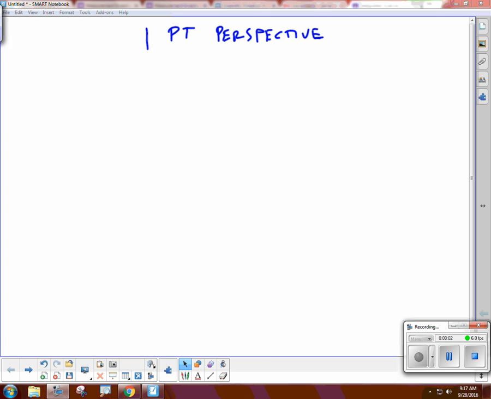All right, so we're going to do a little bit of one-point perspective drawing today. We're going to do a cube and a letter T in one-point perspective. A lot of times when you see perspective drawing, you see the famous pictures. Not famous, but if you Google one-point perspective, you'll see a lot of train tracks. So pictures like this.